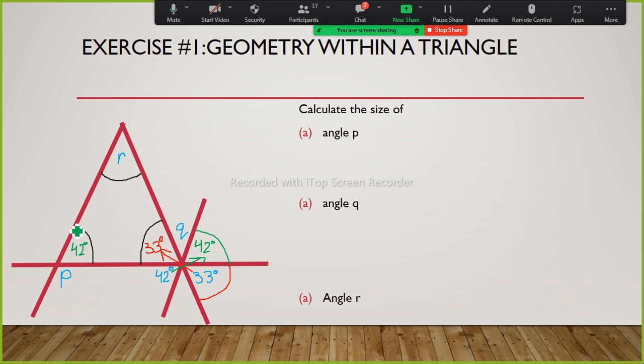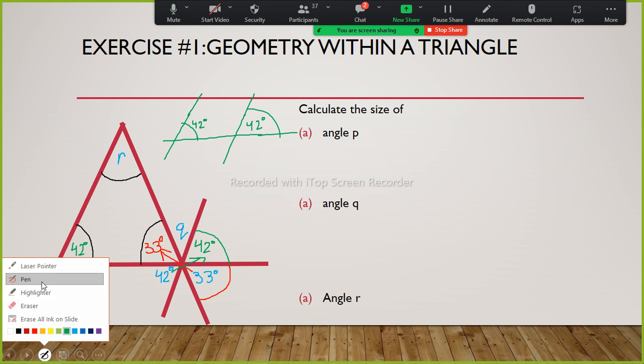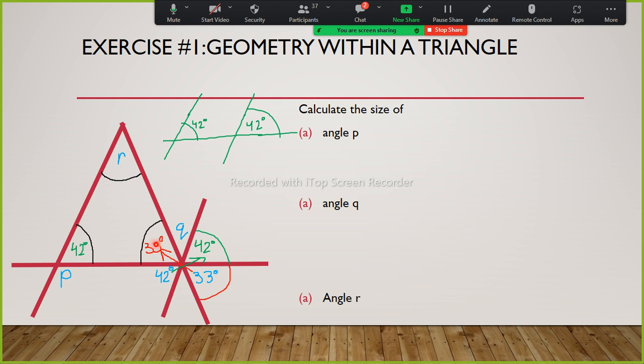Why? Because look at it, they form like an F. So this one here is 42 degrees and this one right here is 42 degrees because they are corresponding angles. Do we understand that, Jason Nick? They're corresponding angles. Yes, sir. Okay, so this is 42 and this is 42. So now we know that this is 42 degrees, this is 33.